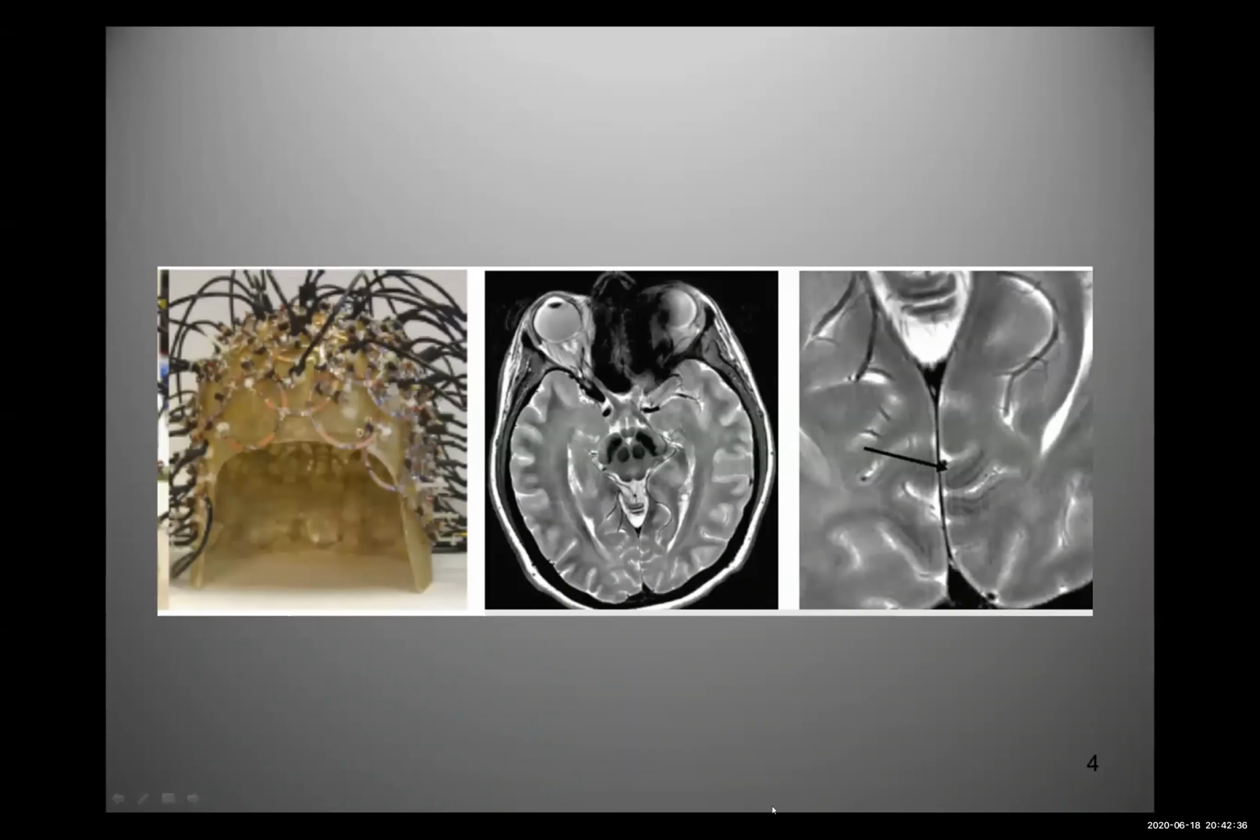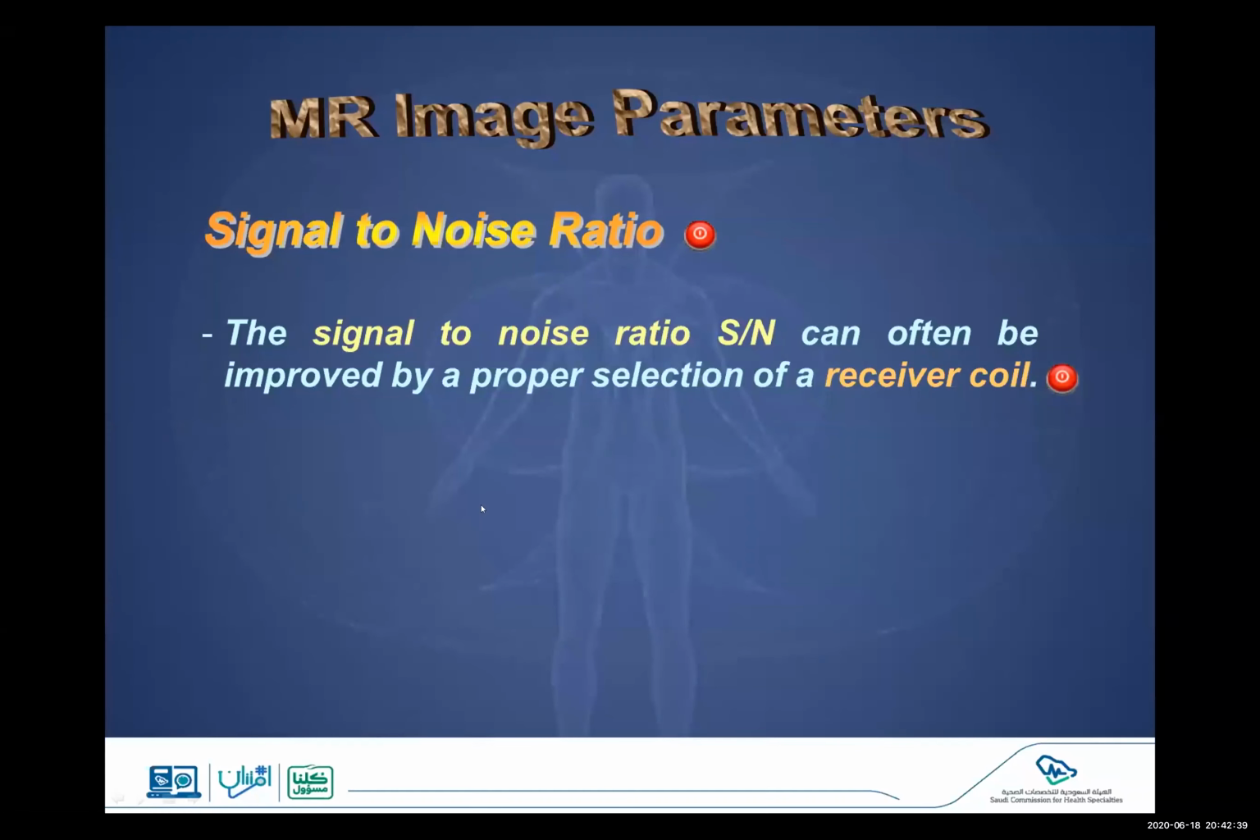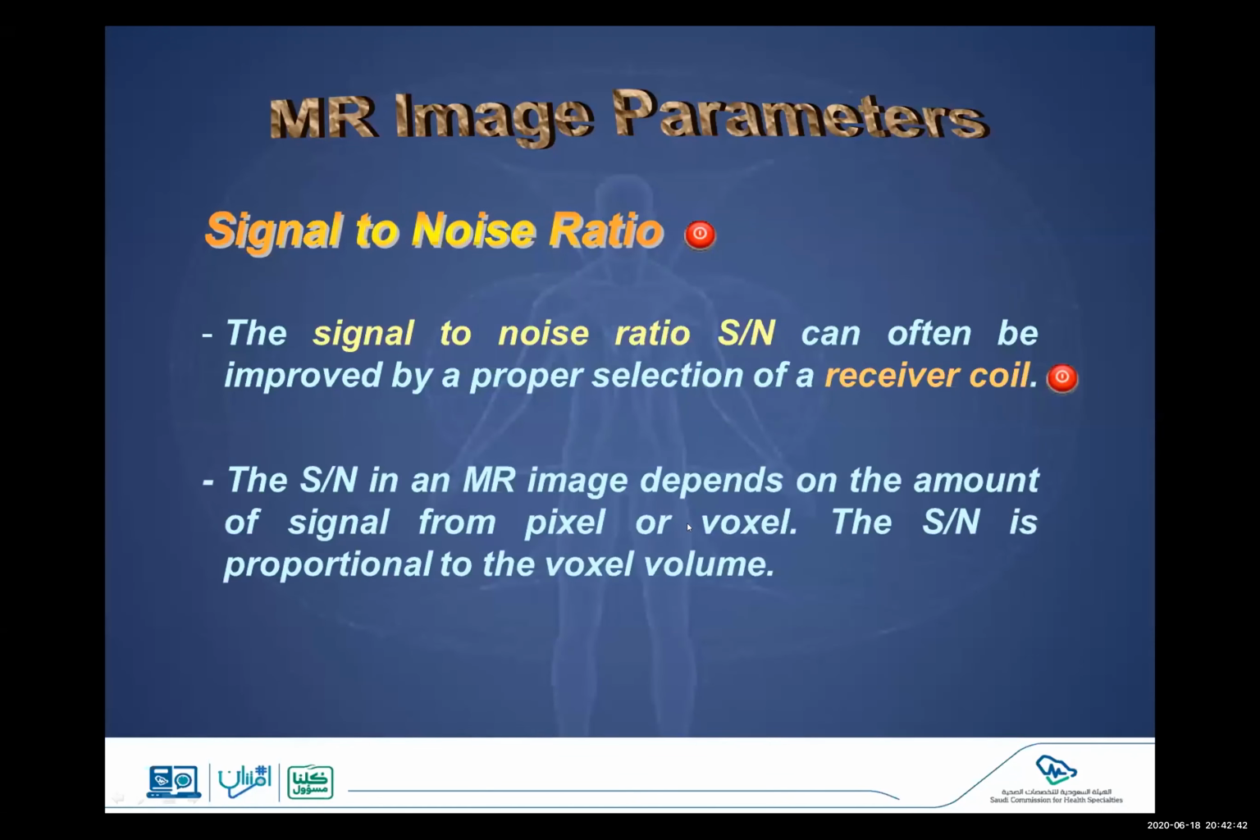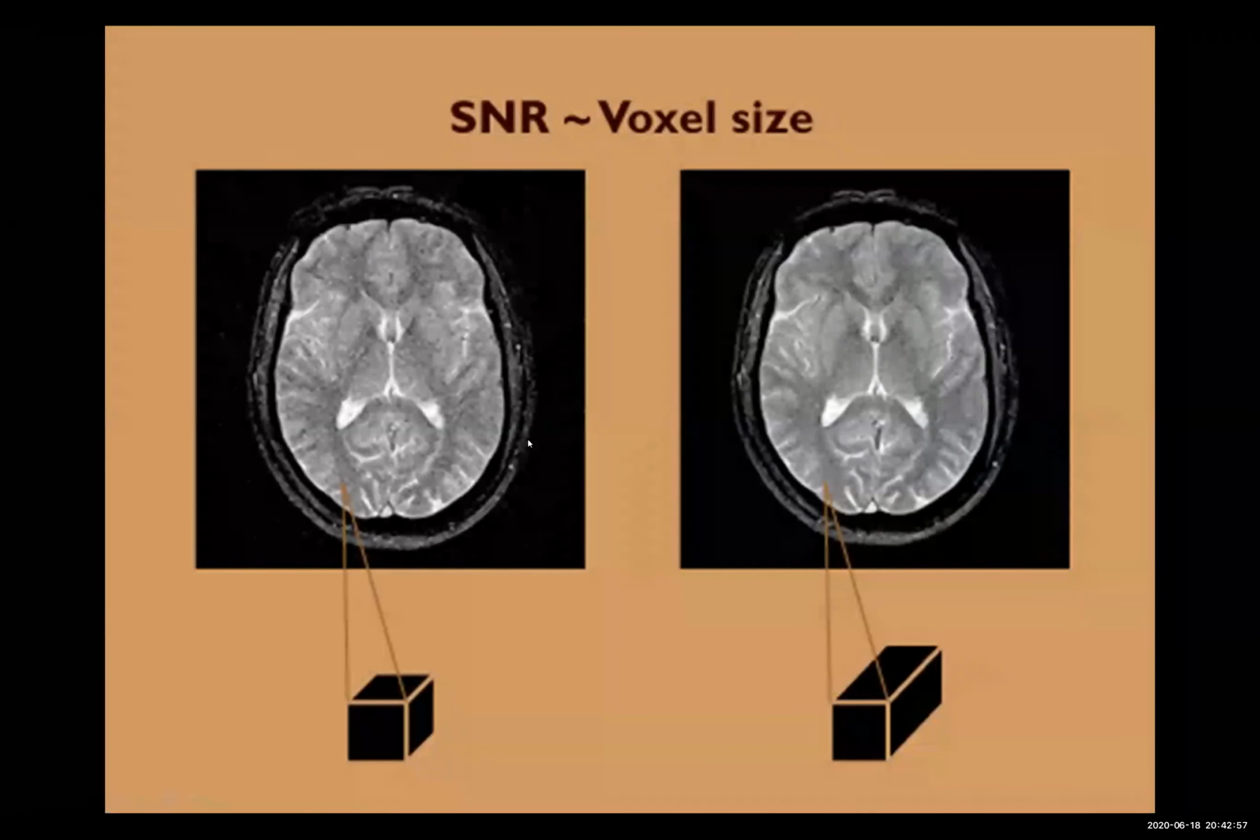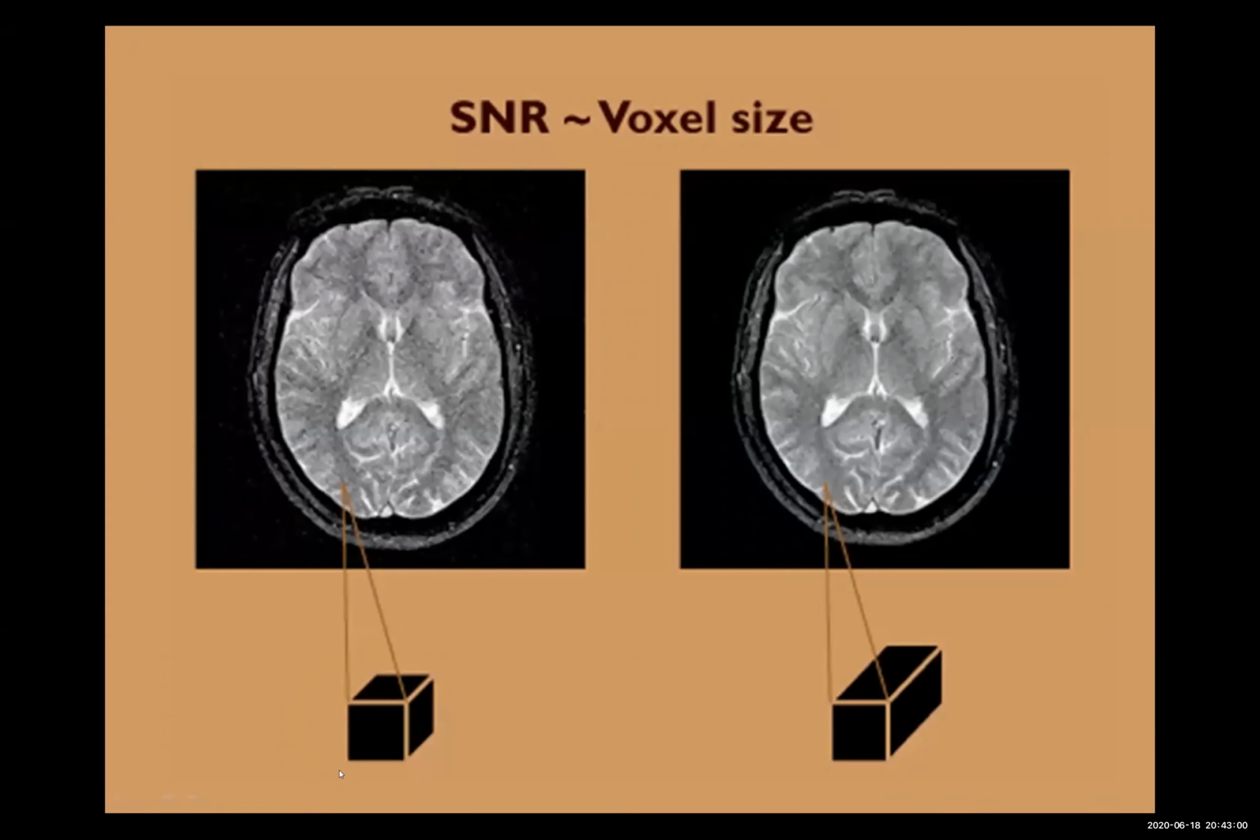This is an example, a research coil, which contains 96 elements to produce a better signal to noise ratio. So the signal to noise ratio in MR depends on the amount of signal from a pixel or voxel. The signal to noise ratio is proportional to the voxel volume. Now, these are 2 images, one with a voxel size, let us say 1 centimeter by 1 by 1. So 1 by 1 by 1. This is 1 by 1 by 2. So the thickness of this slice is double the thickness of that slice. So usually we will have double the signal to noise ratio in this image compared to that one.